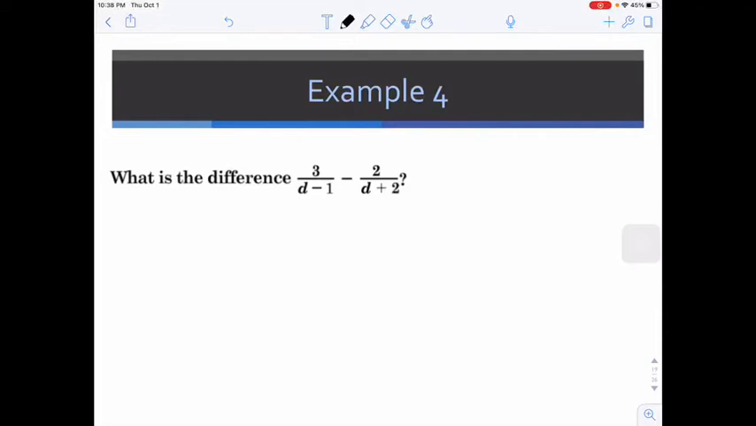Section 5.3 example 4 says, what is the difference? 3 over d minus 1 minus 2 over d plus 2. Now notice d minus 1 and d plus 2 again are not common denominators, so we need to find the least common denominator. D minus 1 is as simplified as it will be, and so is d plus 2. D minus 1 and d plus 2 are not the same, they don't have anything in common.